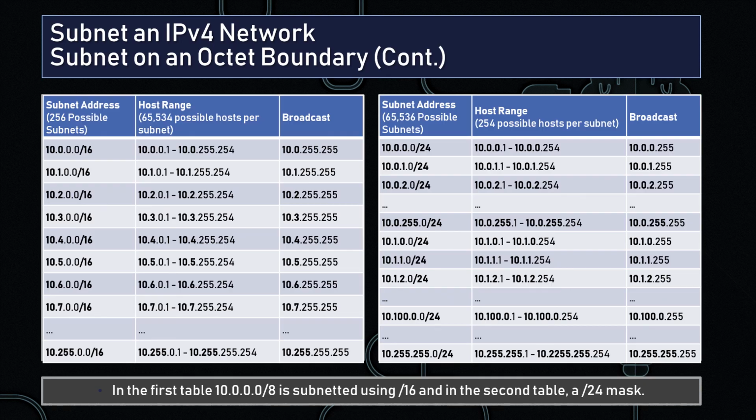So here we see, for example, using a class A address with a /16 mask, 256 possible subnets altogether, and then we see that there are 65,000 ranges of hosts per subnet. And we've got our broadcast set up, and then we can see the comparison to a class C subnet mask instead using a /24. So B versus C.